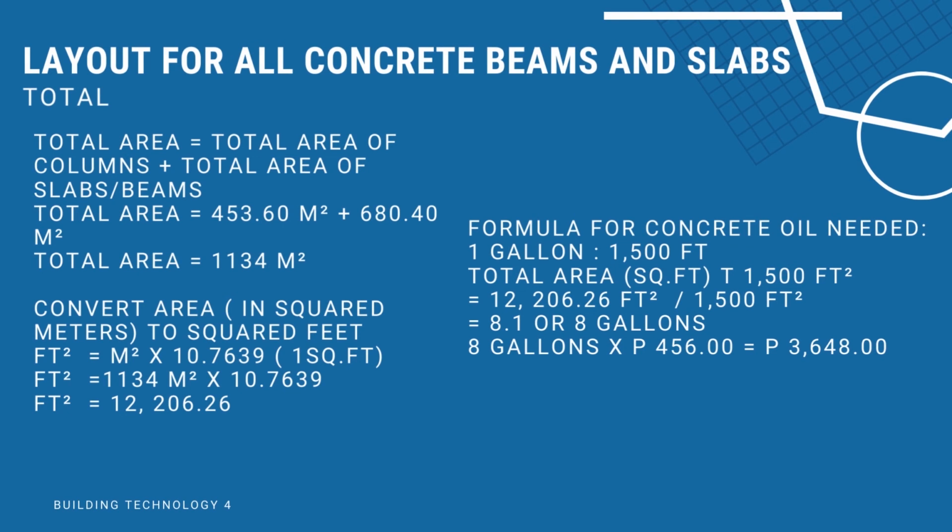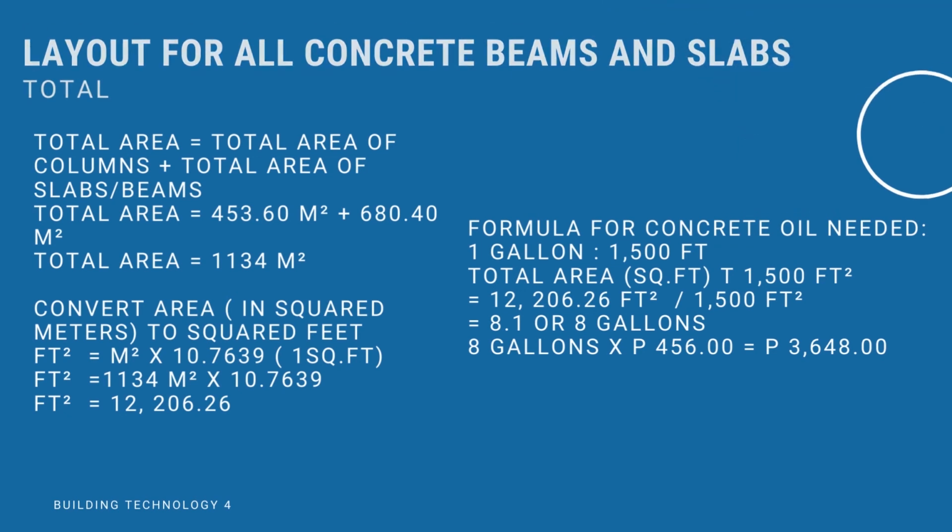So our total area is 1,134 square meters times 10.7639. So we have 12,206.26 square feet. Since we have converted the total area to square feet, 12,206.26 square feet is divided by 1,500 square feet, so we have 8.1 or 8 gallons. So to get the total cost of gallons, 8 gallons multiplied by 456 pesos is equal to 3,648 pesos.